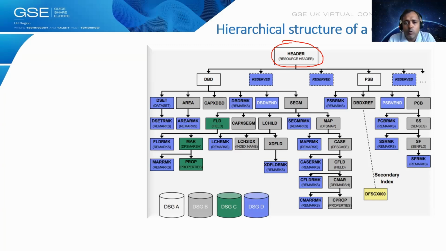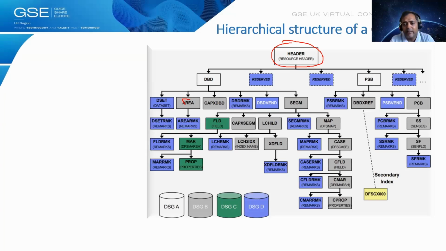So for those who have coded a DBD or a PSB, they will be able to identify that these are nothing but the macros which we use inside those database definitions, right? For example, this data set name is a macro, lchild is a macro, segm is a macro. So how this is structured is that there is a resource header at the top which defines if this is for a DBD or a PSB, and then all the information which we code inside a macro inside a source goes into these segments basically.